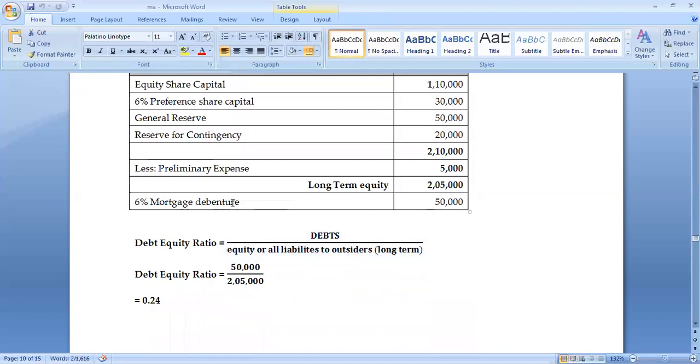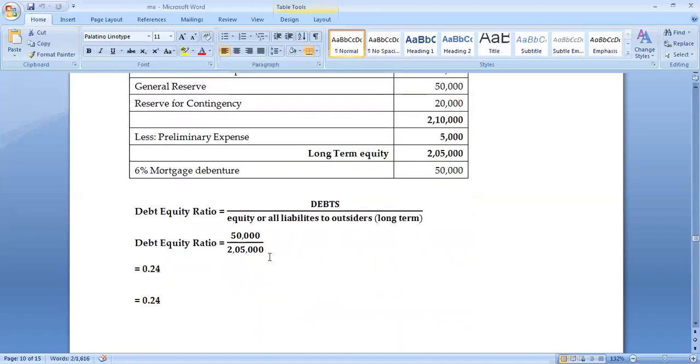Now there is a 6% debenture, so 50,000. By keeping these two pieces of information, you can find out the debt equity ratio. So debt is 50,000, and equity, or the long-term liabilities to outsiders, that you have already calculated by considering all the equity along with the reserves except the miscellaneous expenses, so deducted. So you'll get 2,05,000 as the equity. So divided, now you got the debt equity ratio as 0.24.